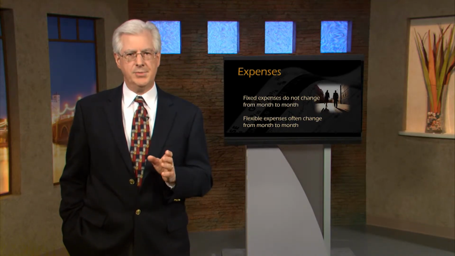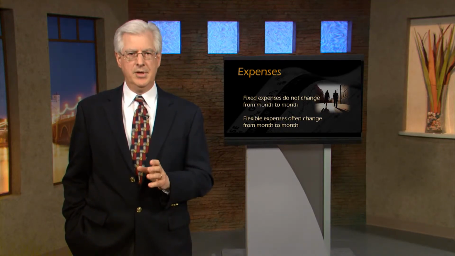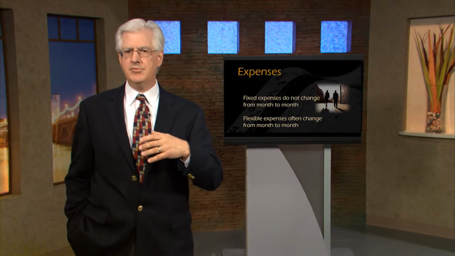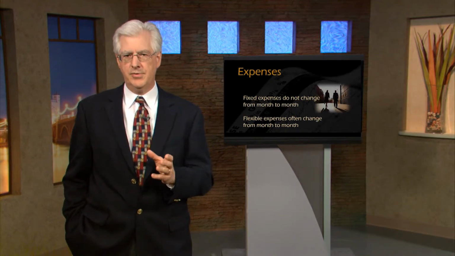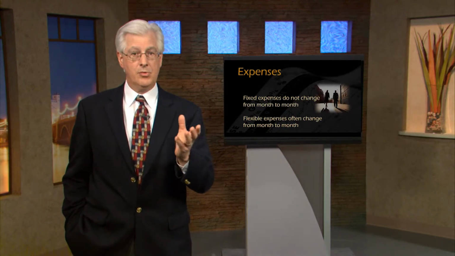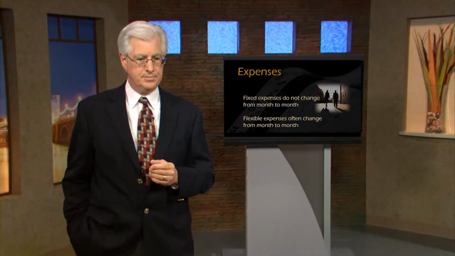Now let's talk about expenses. There's two kinds of expenses. There's fixed and flexible. Fixed expenses don't change from month to month. Typically, you don't have total control over how much you pay for these. Some of the fixed expenses are, for example, rent and fixed loan payments. Flexible expenses often change from month to month. You usually have some degree of control over how much you pay for these expenses.